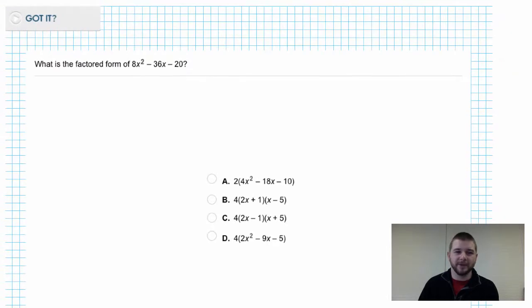And your final opportunity to show that you have got it in this section, what is the factored form of 8x squared minus 36x minus 20? Work carefully and make your selection from the choices below.